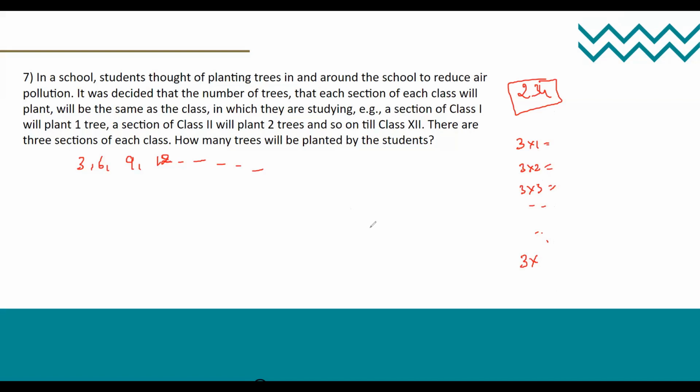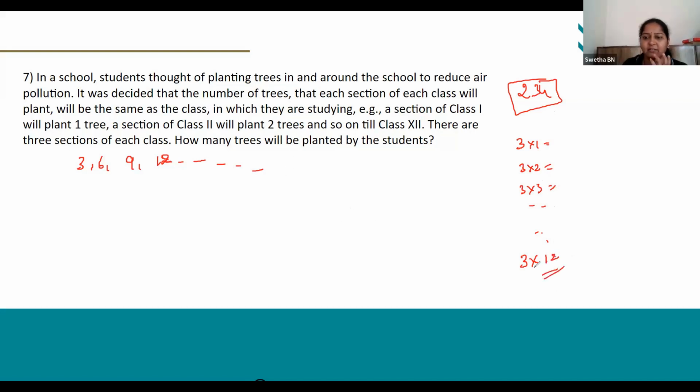Ma'am, 36. Yes. Right now, 12 into... see, you should think, 3 into 12, that is 36. So write A is equal to 3 and D is equal to, what is the difference here? 6 minus 3, 9 minus 3. Or you can say 3 plus 3 is 6, 6 plus 3 is 9. So common difference is 3 and AN is equal to 36.